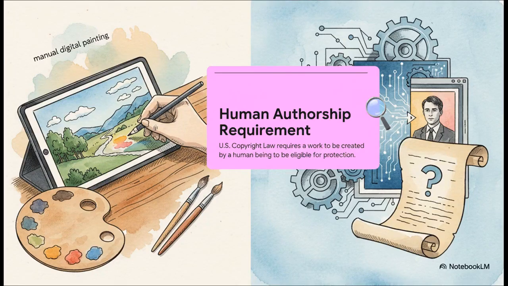The answer really hinges on a core legal principle here in the United States called the human authorship requirement. And it's actually pretty simple. U.S. copyright law says that for a work to be protected by copyright, it has to be created by a human being. A machine or an AI simply cannot be recognized as an author.